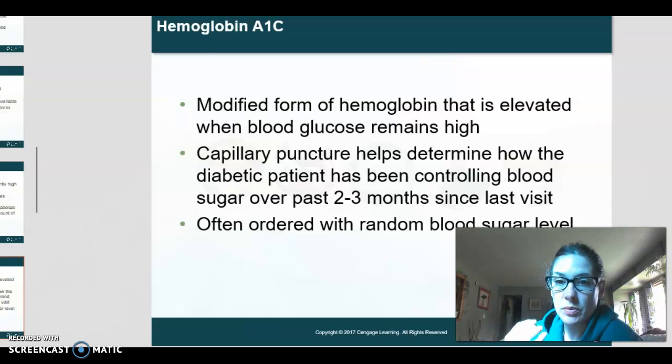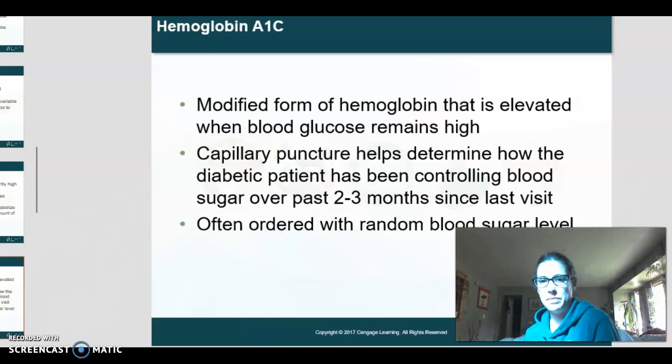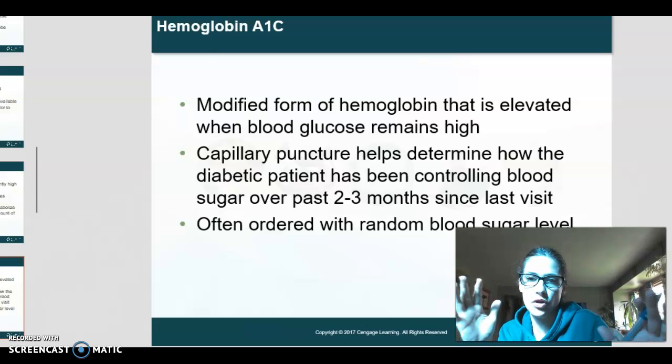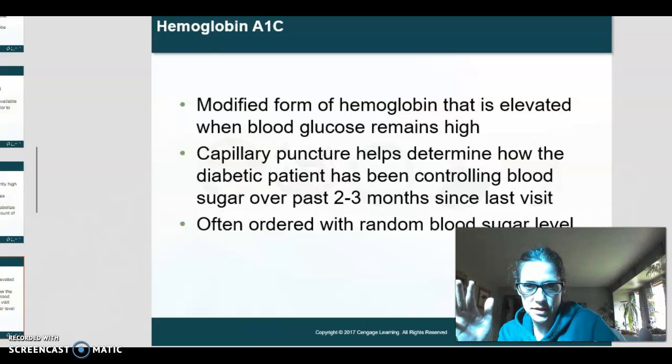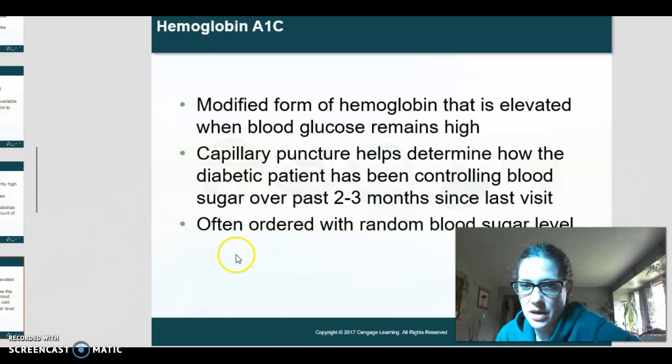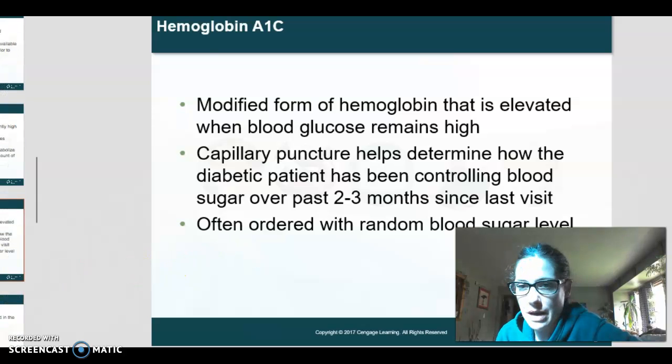But this is to determine how a diabetic patient has been controlling their blood sugar, and it gives you kind of a glucose snapshot over about 60 to 90 days. So these are usually ordered every 90 days. A lot of these are standing orders if a patient has really unregulated diabetes or it's very hard to control. But it's often ordered with random blood sugar levels. Now, this is just another panel they will order as part of a routine lab workup usually.